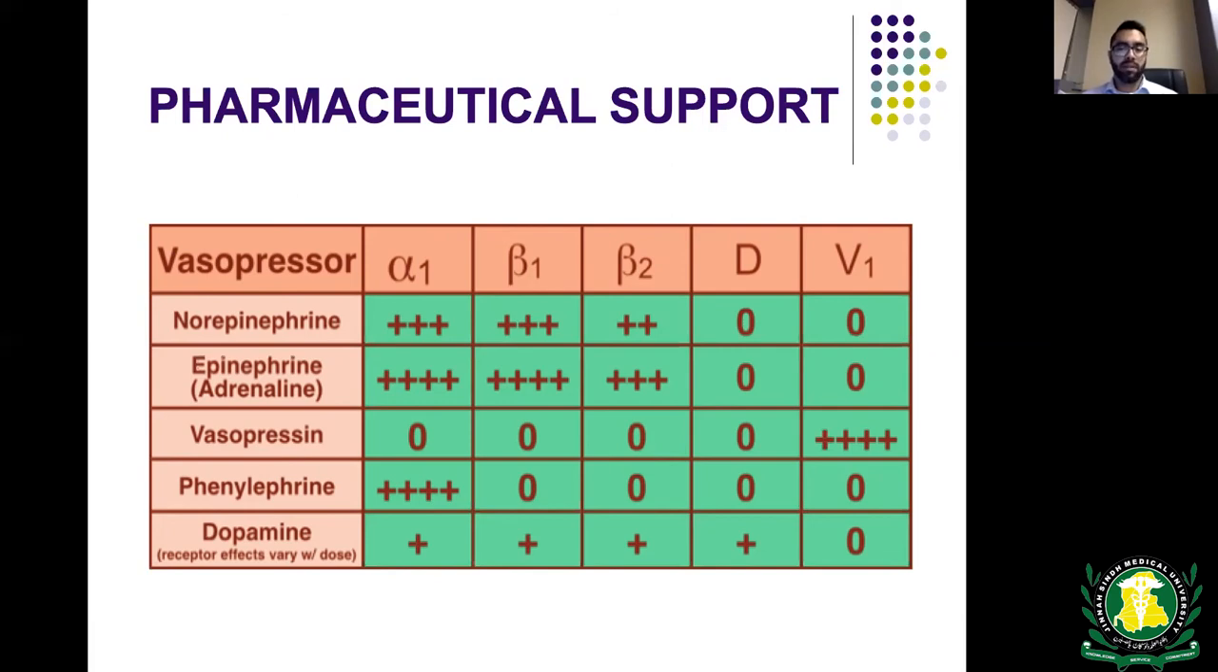Norepinephrine, epinephrine, these are also produced by the adrenal medulla. And vasopressin, phenylephrine, and dopamine. Alpha-1 receptors are responsible for vasoconstriction. Beta-1, beta-2 primarily act on the heart. Beta-1 is primarily responsible for your inotropy. And beta-2 acts both on the heart and the vessels. And then there are dopamine receptors and vasopressin receptors.